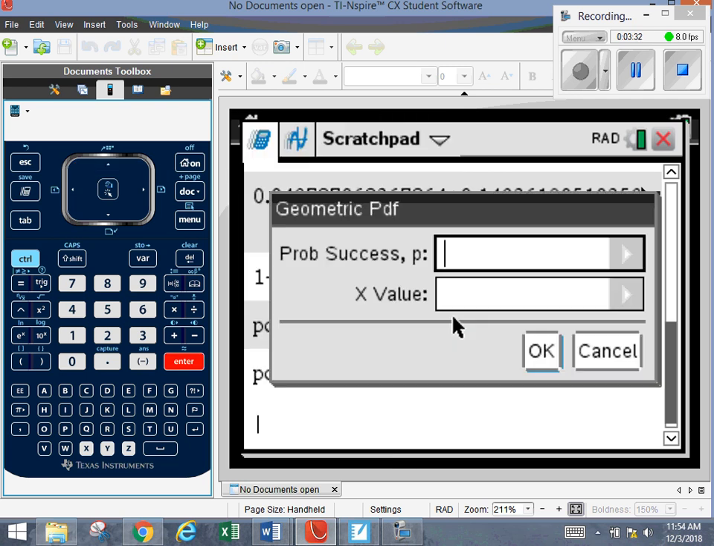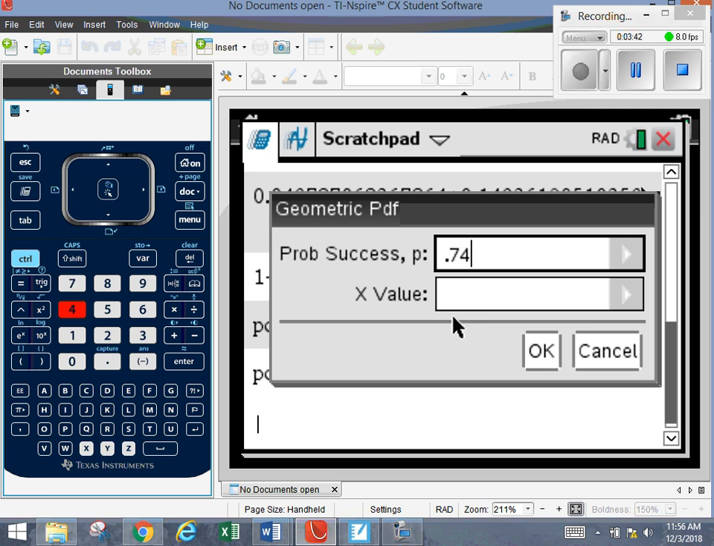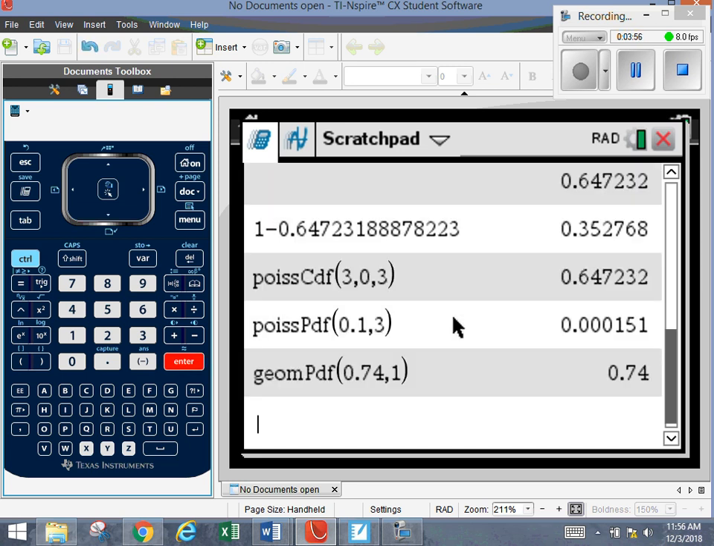I'll hit enter, and it's going to ask me, what's the probability of success? Probability of success, 0.74, right? X value, let's look. So this is going to be the probability that he makes it on the first shot, okay? And 0.74 makes sense, right? If he makes them 74% of the time, should be a 0.74 probability that he makes it on the first try.